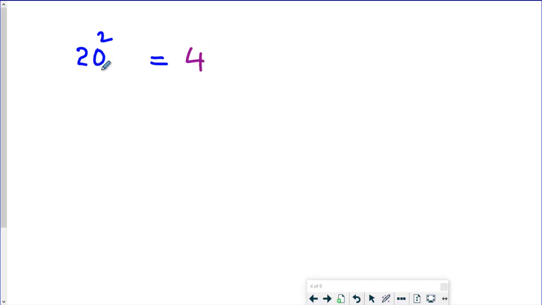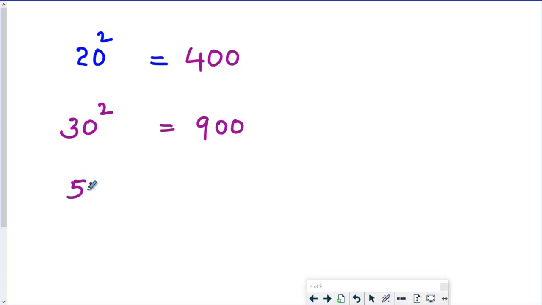Now here there was 1 zero. So in the square there must be 2 zeros. For example, one more example, if you want to take 30 square, first you have to calculate 3 square. What is 3 square? 9. Then here there was 1 zero. In the square there must be 2 zeros.